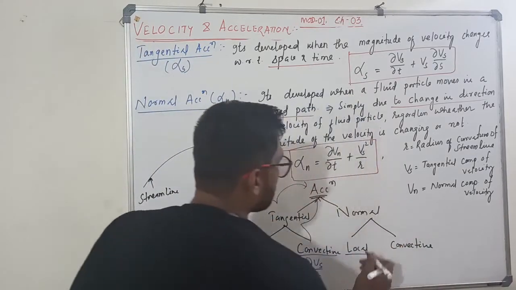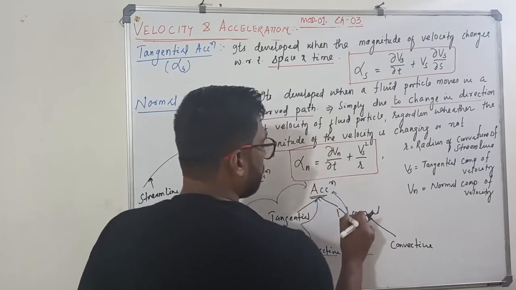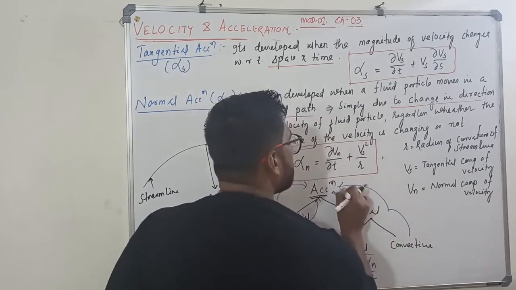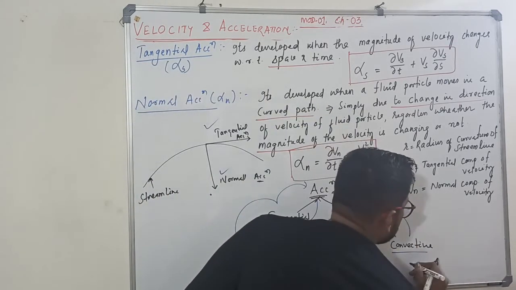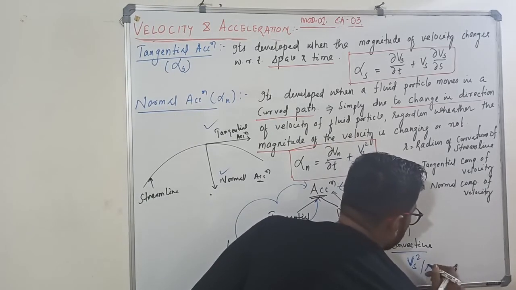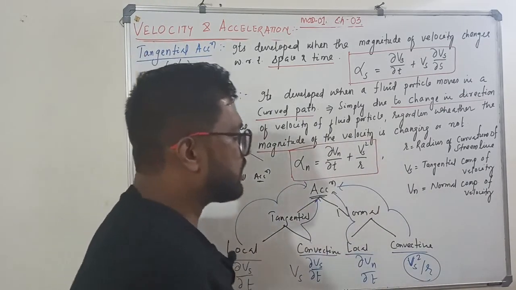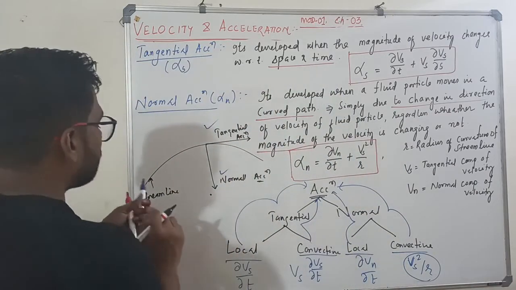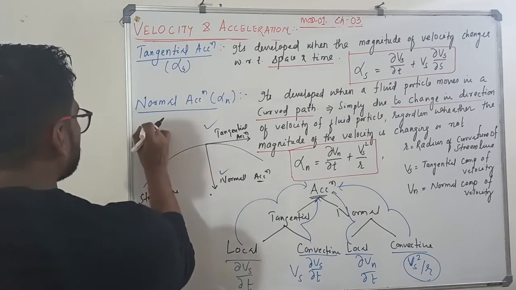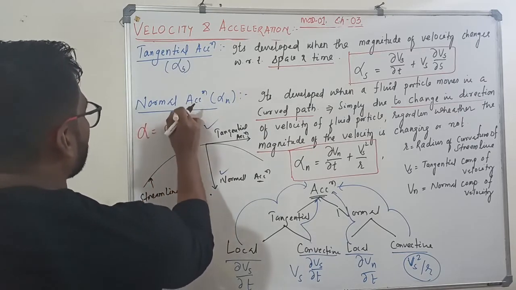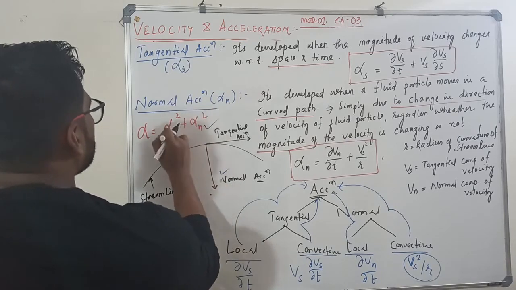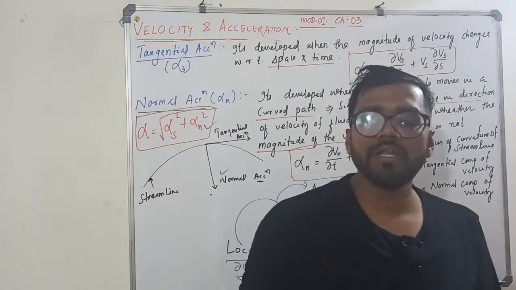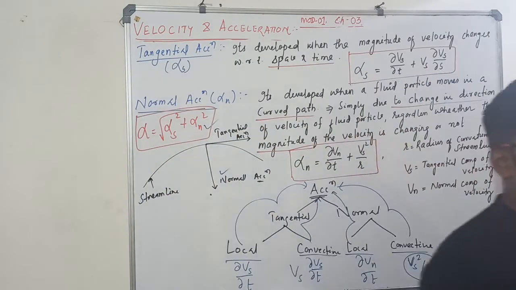Normal is this. What is the local normal component of acceleration? Sir, dou Vn by dou T. What is convective normal component of acceleration? Sir, it is Vs square by R, where R is the radius of curvature of the streamline. So again, in such cases, what will be your acceleration? Sir, my acceleration alpha will be equal to square root of alpha S square plus alpha n square. This will be your acceleration. Very good. Note it down.